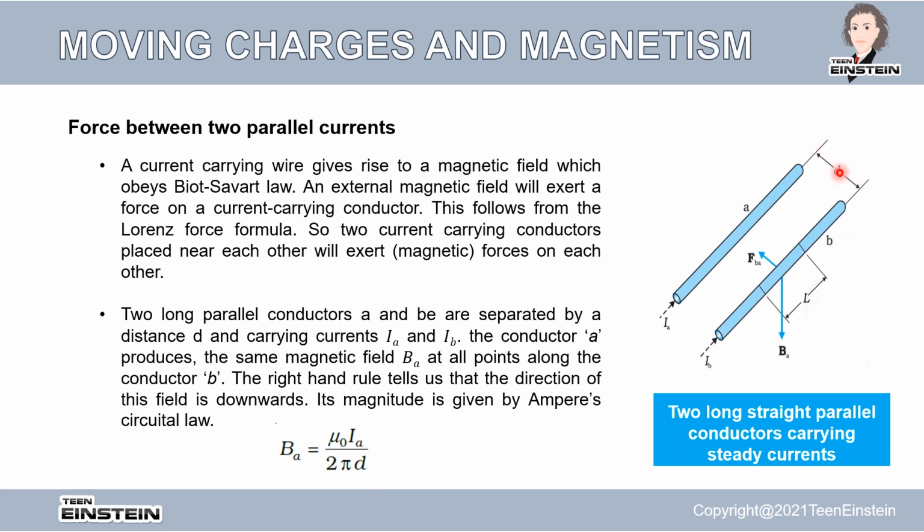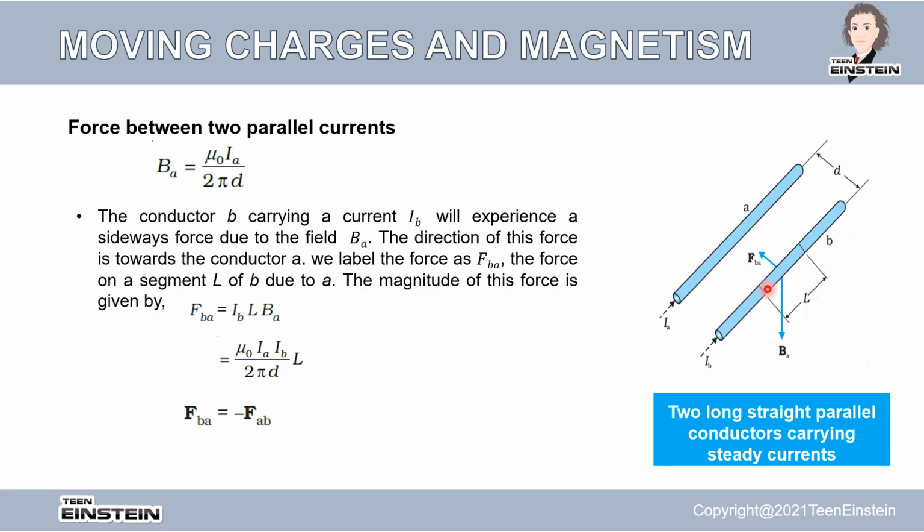So BA is the magnetic field produced by the current carrying wire A. That's why it has the current source IA here. Because of this current only, this magnetic field is produced, at a distance d from it. So this is the magnetic field that is going to be experienced by this current carrying wire. It's going to get a force because of this magnetic field. We will see what that force is.